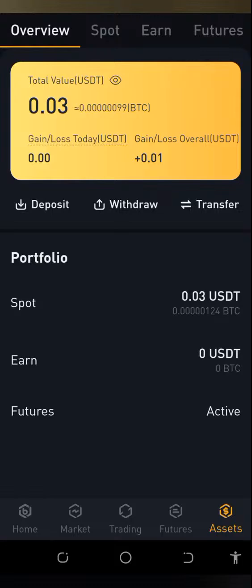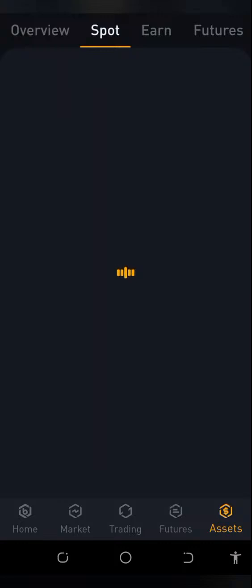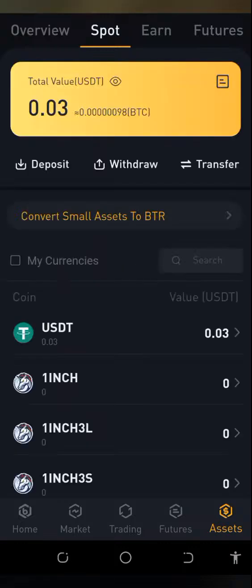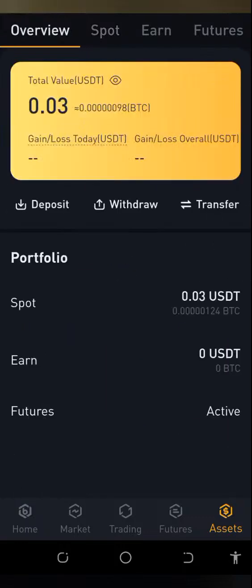All right, I'm already in the other account and it hasn't arrived yet. So let me just refresh. As you can see here, I've got 0.03 USDT. That's a really, really tiny amount of money. So let's see how this goes. And spot, that's 3 cents. Okay, and then nothing else. So let's keep our fingers crossed.